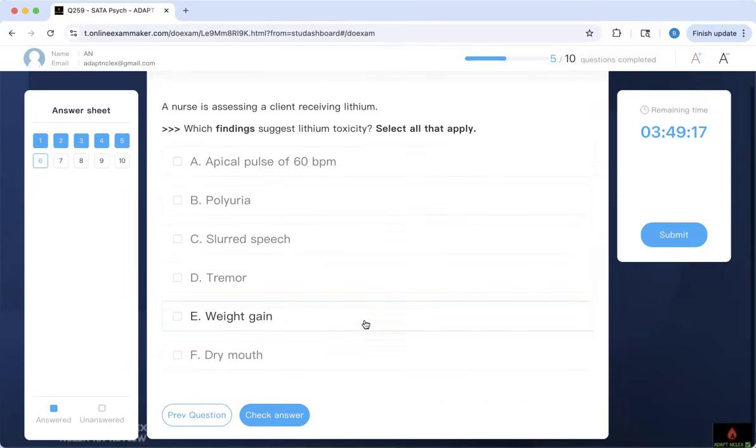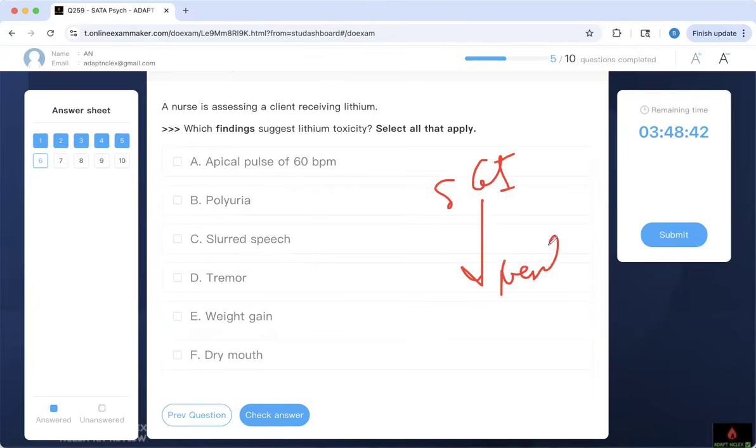And then it's assessing a client receiving lithium, which findings suggest lithium toxicity. There are certain conditions that you have to pay attention to when you know lithium is a problem. The options are polyuria, slurred speech, tremor, weight gain, and dry mouth. And whenever you hear lithium, there are certain things you have to know about lithium. Lithium is notoriously toxic. With major toxicity, the first sign you see is GI symptoms. Then it progresses to neurological. So those are the key.